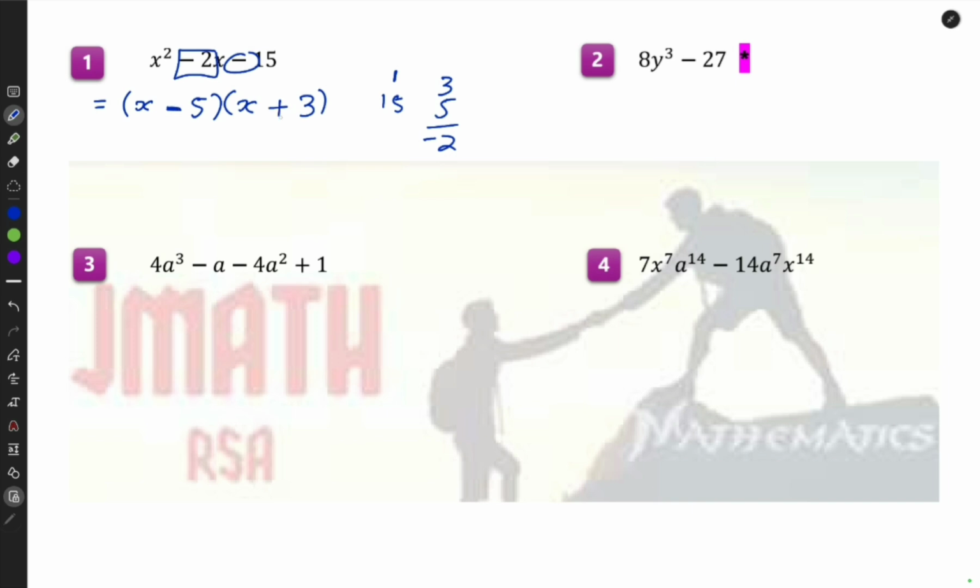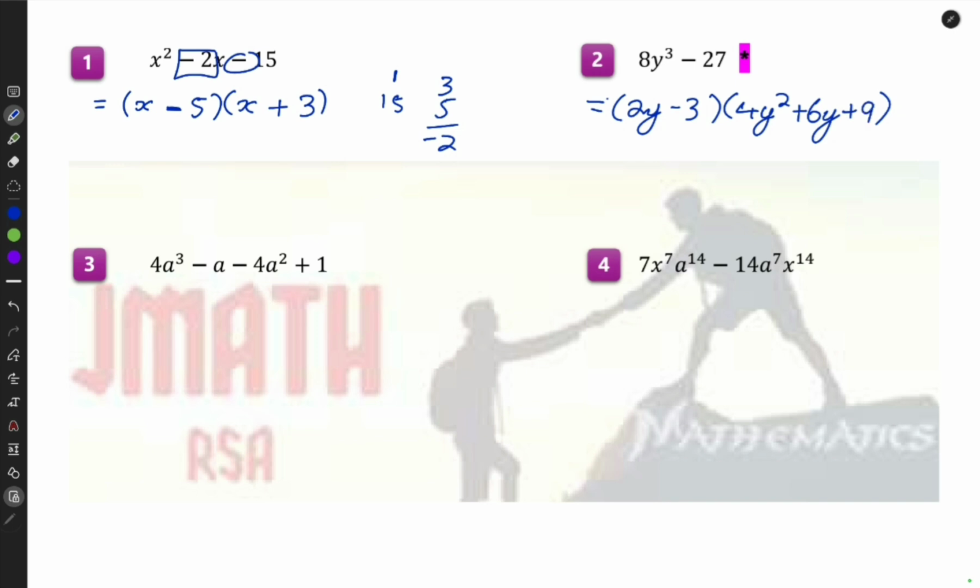Question 2, I can see there's 2 terms. I now need to just check, is it difference of squares, or is it maybe cubed? In this case, this would be cubes. So small bracket, big bracket, this would be 2y minus 3. Okay, so now the pattern: square the first one, 4y squared, multiply them but change the sign, and then always a plus and square the last one.